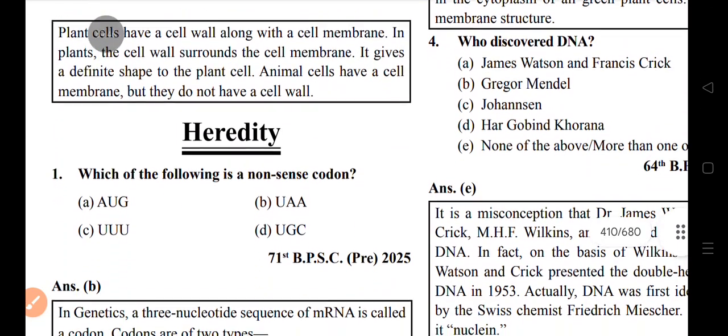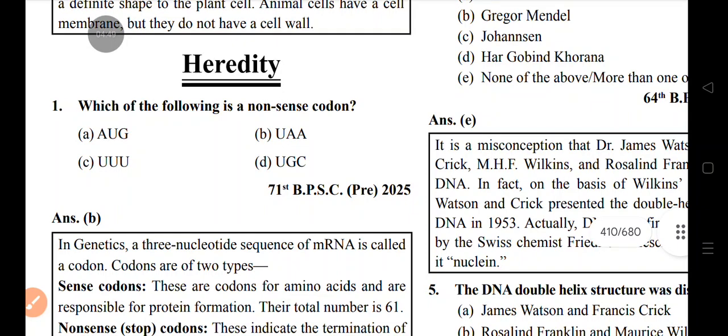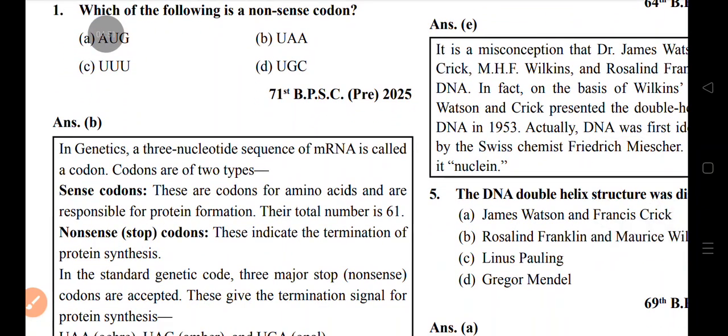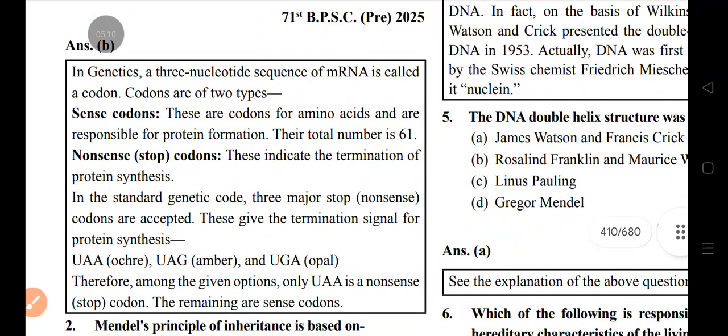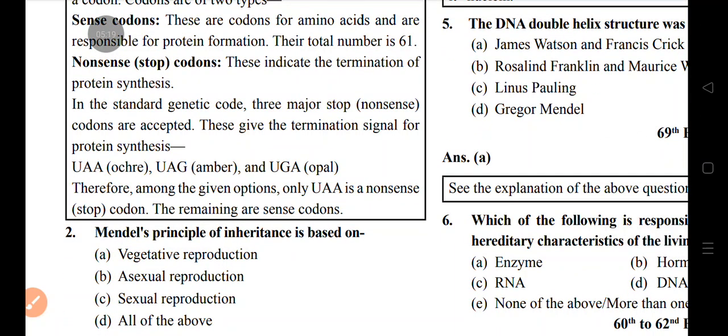Heredity. Nonsense codon: UAA. Sense codon or nonsense codon? A sense codon codes for an amino acid responsible for protein formation. The total number is 61. A nonsense codon causes termination of protein synthesis. In the standard genetic code, three major stop nonsense codons are accepted. Termination signals for protein synthesis: UAA ochre, UAG amber, UGA opal. Only UAA is a nonsense stop codon. The remaining are sense codons.